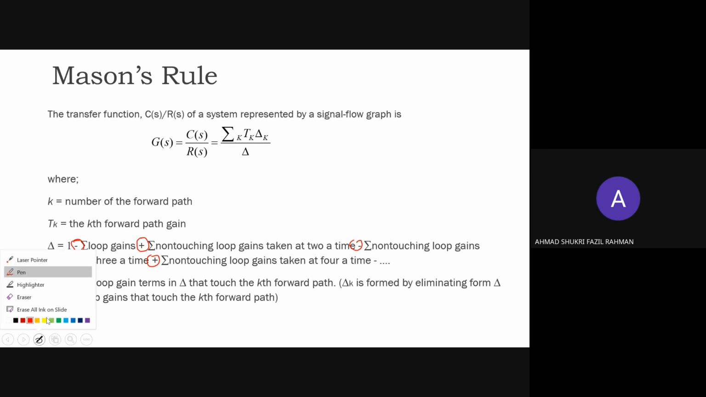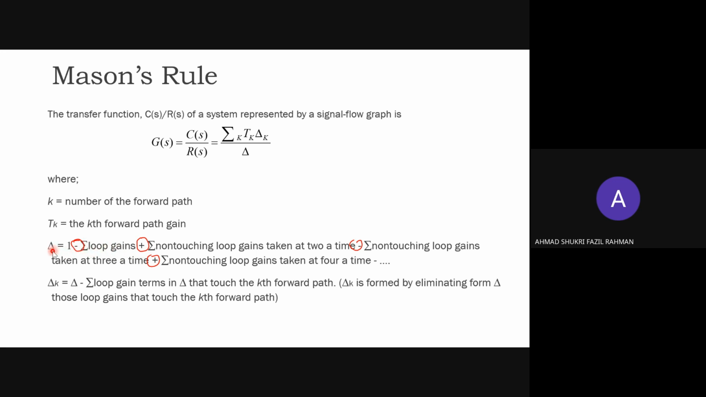So you can see from here, starting from the first loop, single loop should be negative, and then if available, 2 non-touching loop, then it should be positive, and then if available, 3 non-touching loop, going back to negative again, and then if available, 4 non-touching loop, from negative, go back to positive. So the sign here is alternating sign. Okay, make sure you're aware of that.